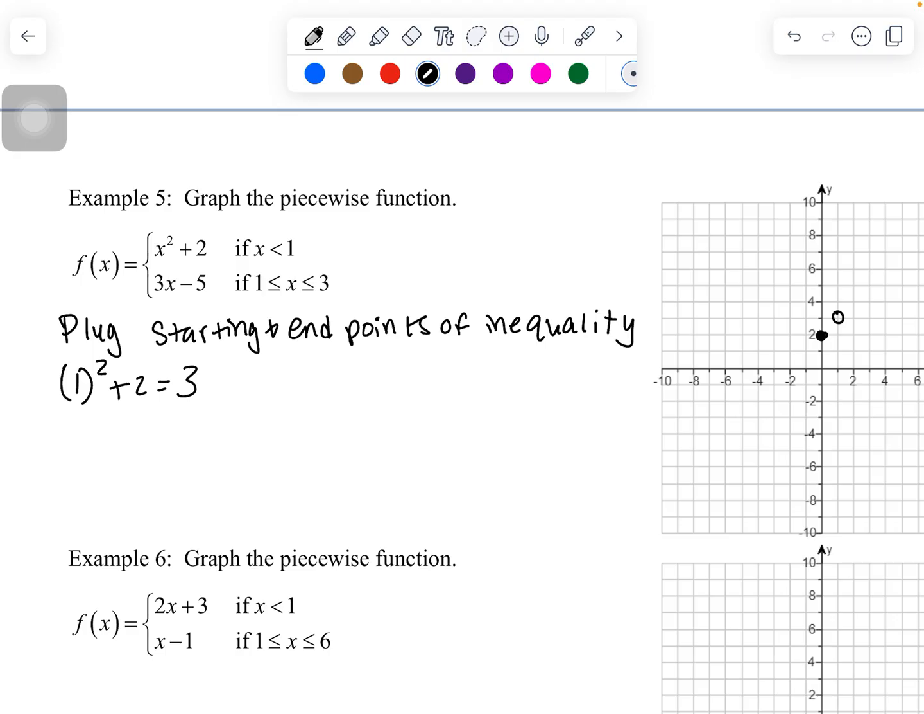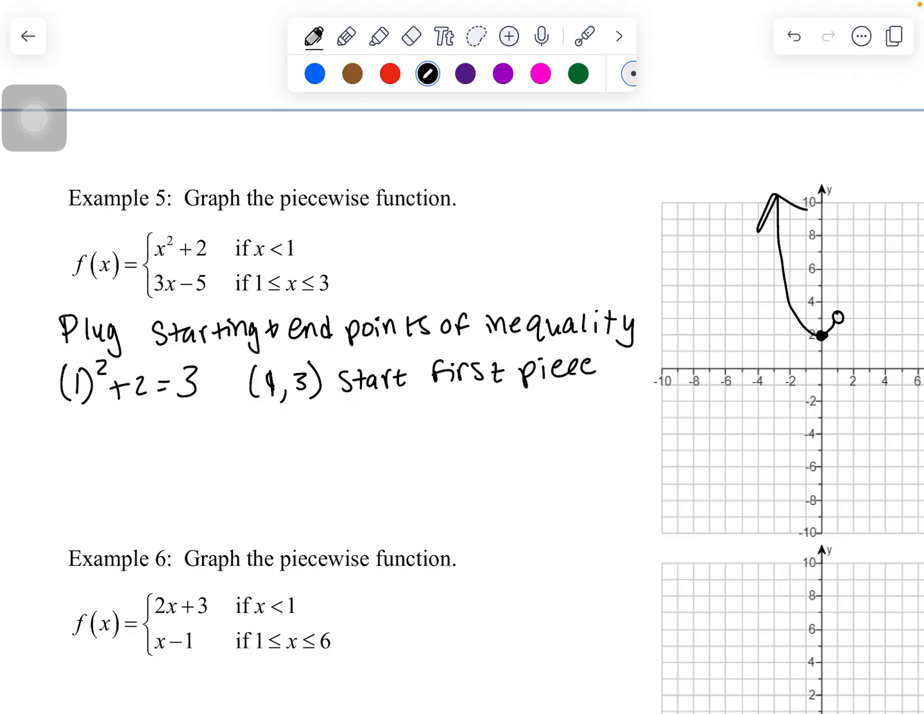Okay, and this is a quadratic, so it's going to look something like that. If it's not perfect, it's not perfect. So that's my first piece. At (1, 3) is the start of the first piece.